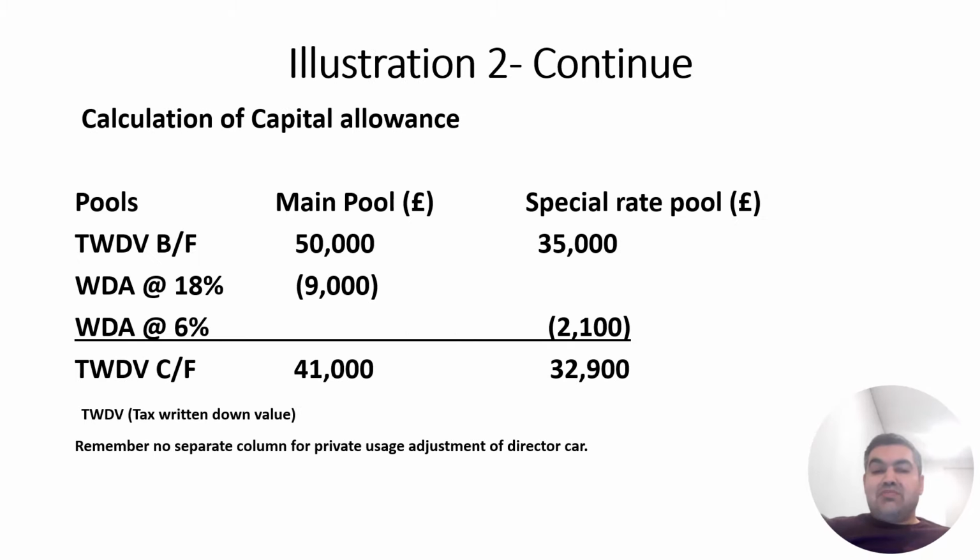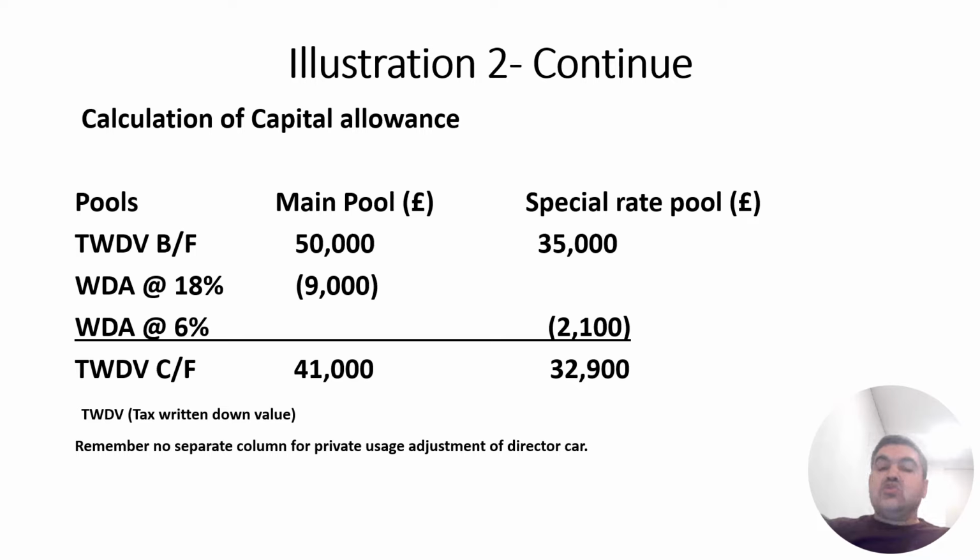Now, this is the basic calculation of capital allowance. All you need to do is create pools, main pool and special rate pool. We don't have other information. There's no addition and there's no disposal. So we do have the tax written down value brought forward of 50,000 on the main pool and 35,000 on the special rate pool. Then on the main pool, you just apply an 18% rate and then 6% on the special rate pool.